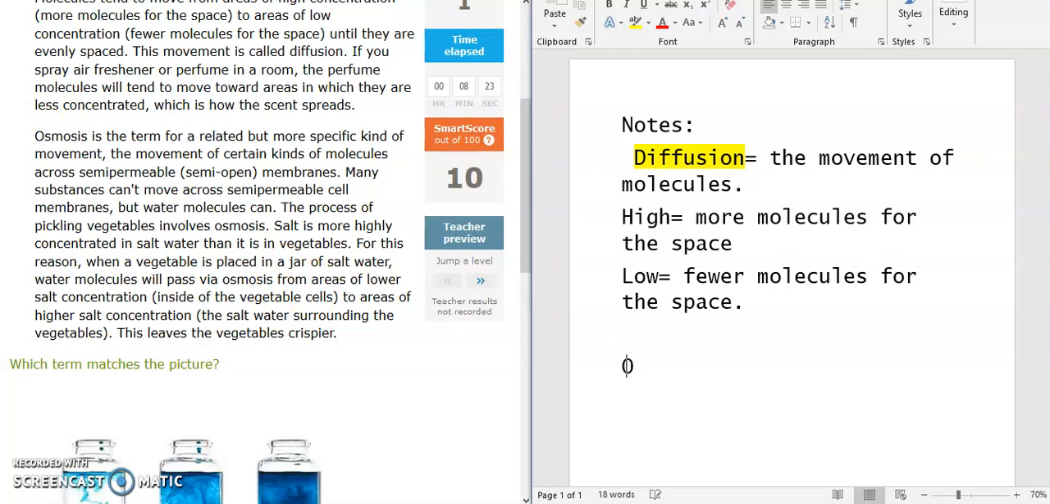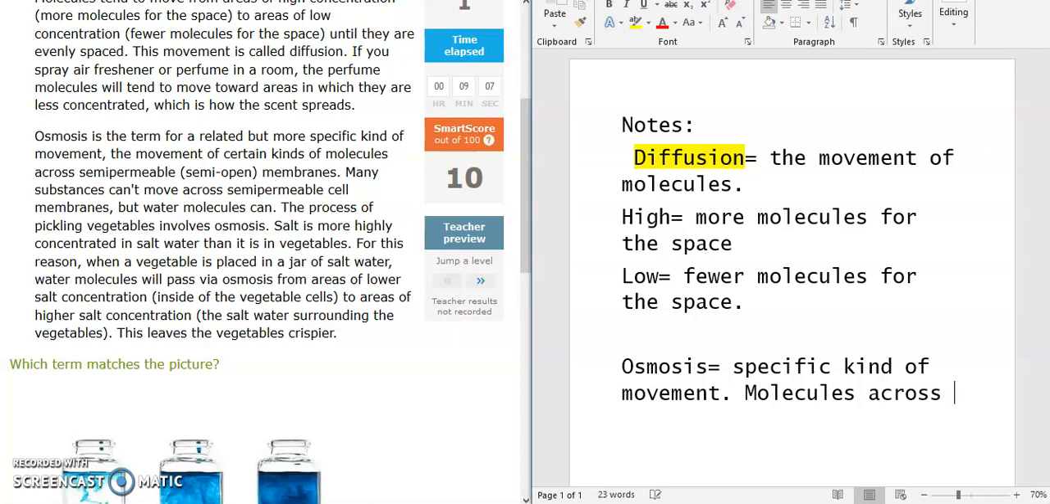Osmosis. So osmosis is a related term, but a more specific kind of movement. The movement of certain kinds of molecules across semi-permeable membranes. So osmosis is a specific kind of movement, and it says molecules across semi-permeable membranes. I will keep reading.